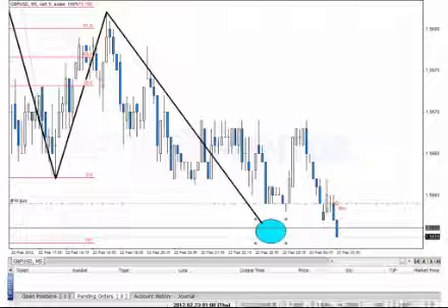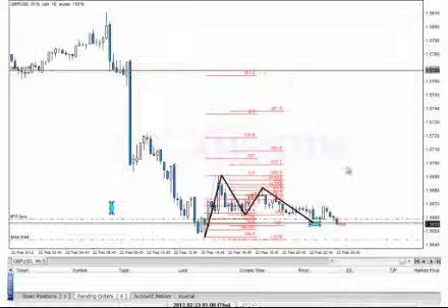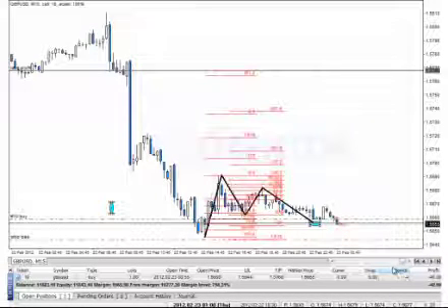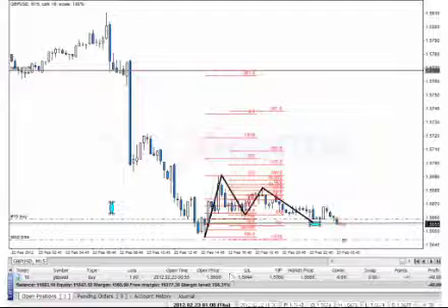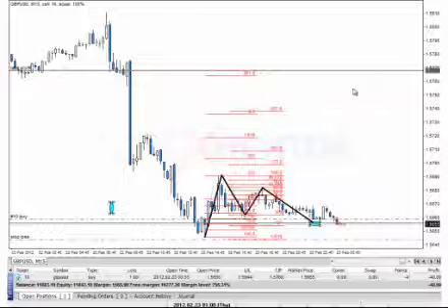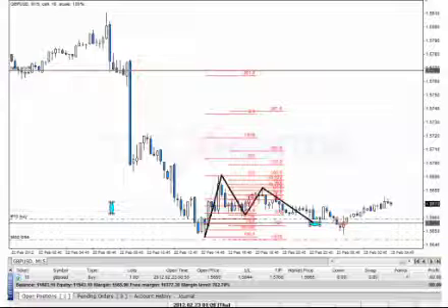Okay, so we've now been filled on the long side. I'm just going to move this up to a 15-minute chart so it doesn't look so cramped. Buy entry was at 56.59. The stop loss just below the low, so 15 pips, and I'll take profit up towards the high. So let's see what happens. Price sits in its range.